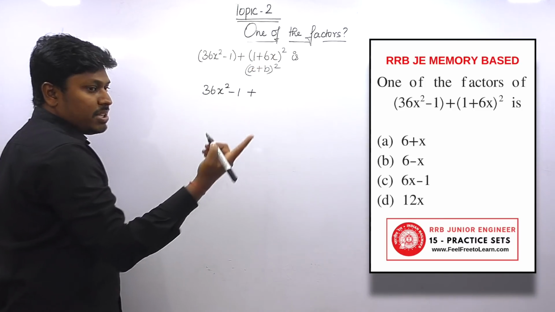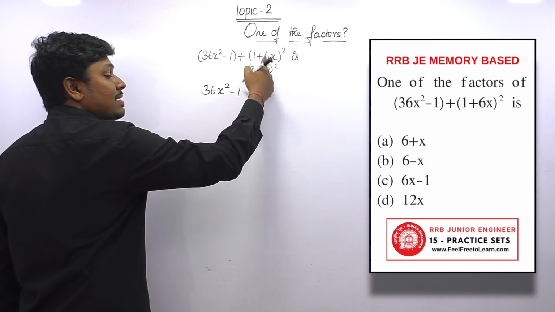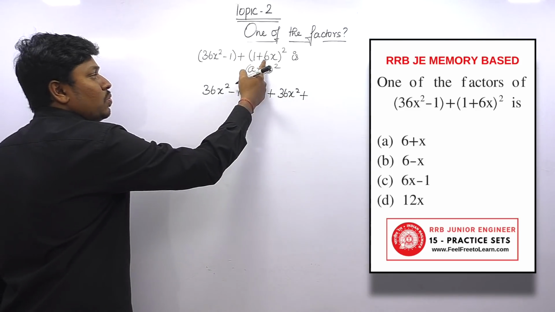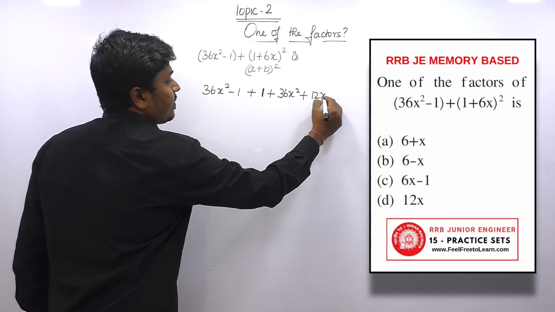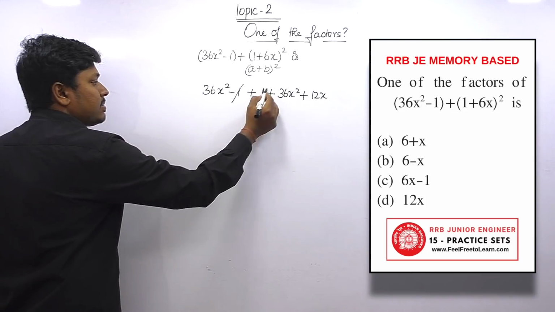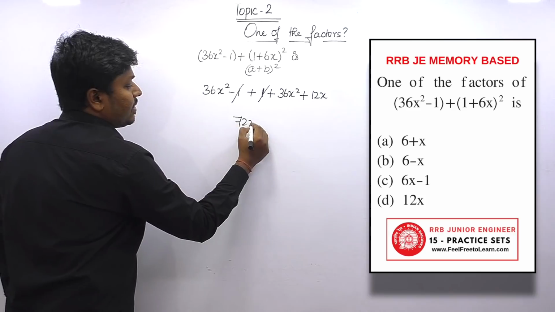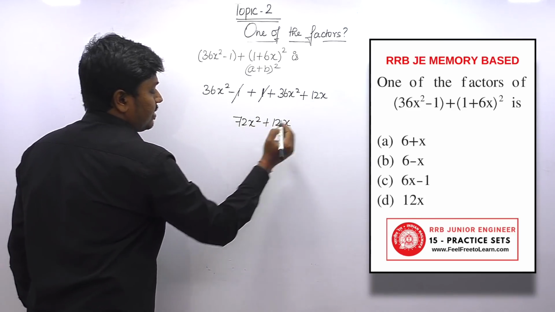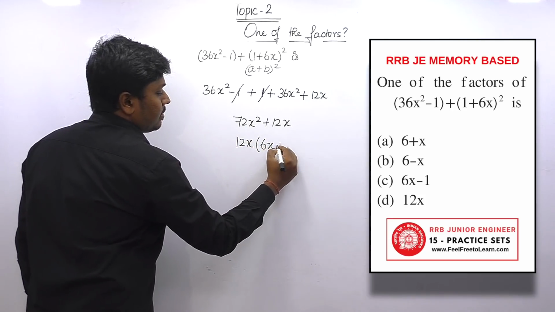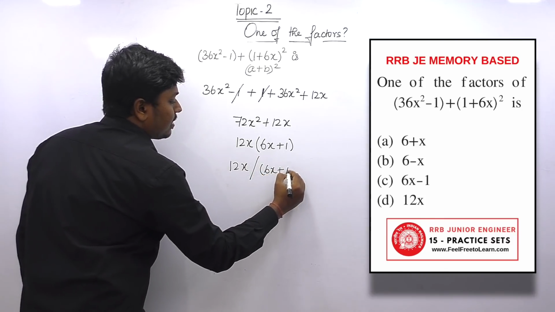What is the formula for (a plus b) the whole square? a square, that is 1 square, will be 1, plus b square. So (6x) the whole square will be 36x square, plus 2ab. So 2 into 6 into x will be 12x. Right? So we can cancel minus 1 and plus 1. So here you have 36x square plus 36x square, which will be 72x square, plus 12x. So let me take 12x outside. So this will be 6x plus 1. So finally we got one factor, that is 12x, and the other factor is 6x plus 1.